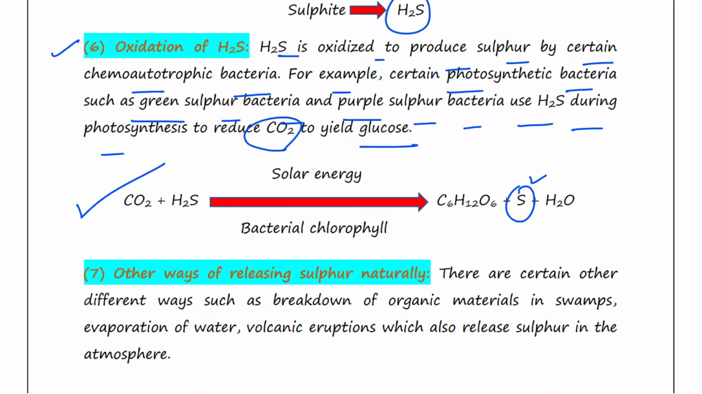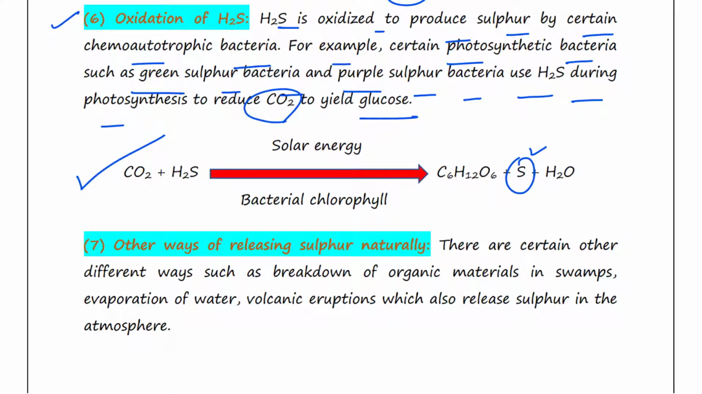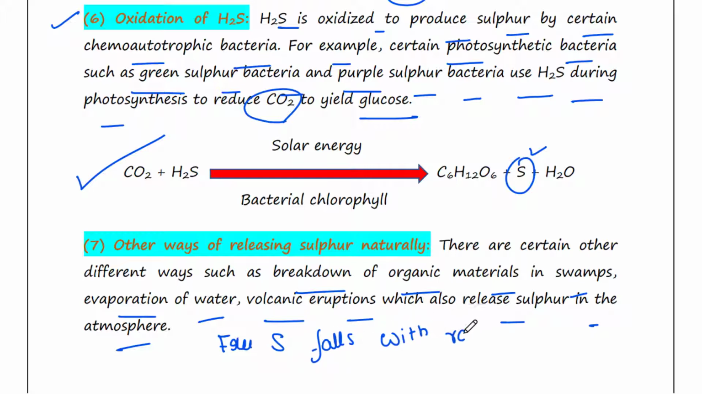There are certain other ways of releasing sulfur naturally, such as breakdown of organic materials in swamps, evaporation of water, and volcanic eruptions, which also release sulfur into the atmosphere. Now the free sulfur falls with rainfall on earth. So this is the case.